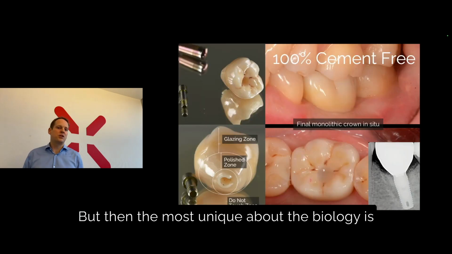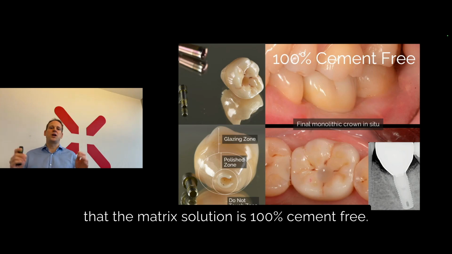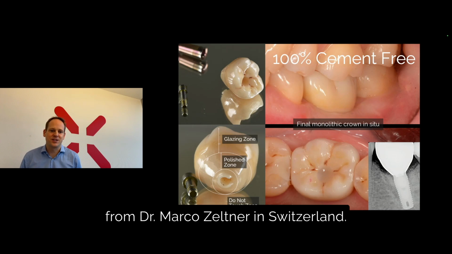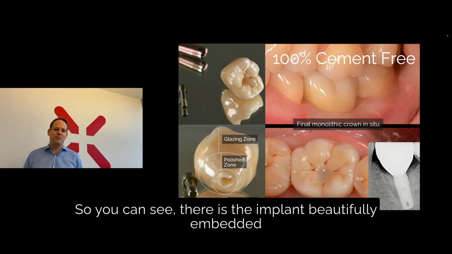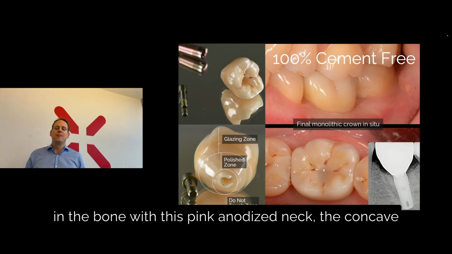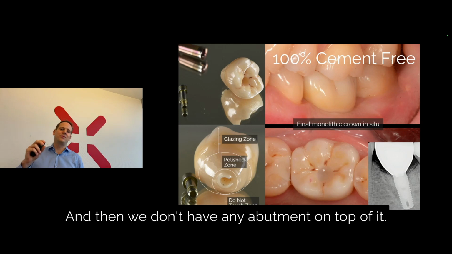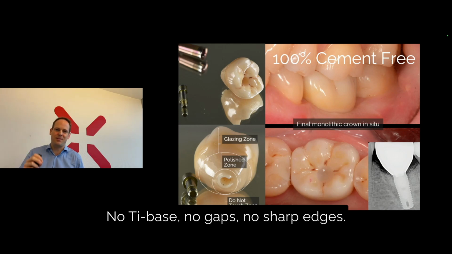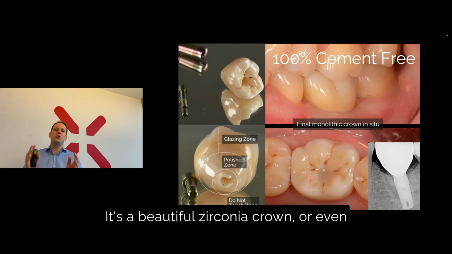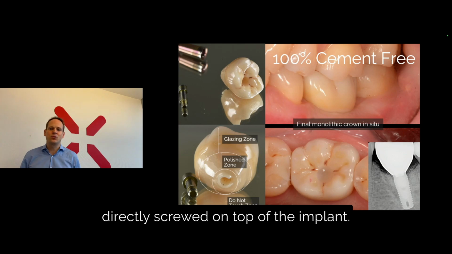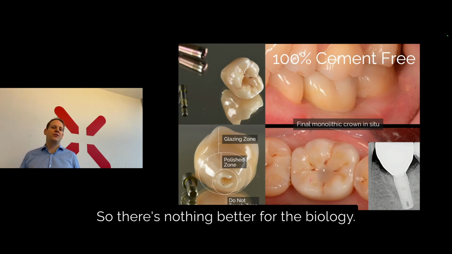But then the most unique thing about the biology is that the matrix solution is 100% cement-free. This is a beautiful case from Dr. Marco Zeltner in Switzerland. You can see the implant beautifully embedded in the bone with this pink anodized neck, the concave profile, and you can even see how beautifully the bone attaches to the slim neck of the implant. And then we don't have any abutment on top of it. No tie base, no gaps, no sharp edges. It's a beautiful zirconia crown, or even call it a zirconia tooth, that is directly screwed on top of the implant. So there's nothing better for the biology.